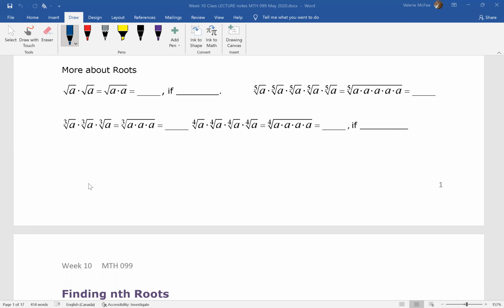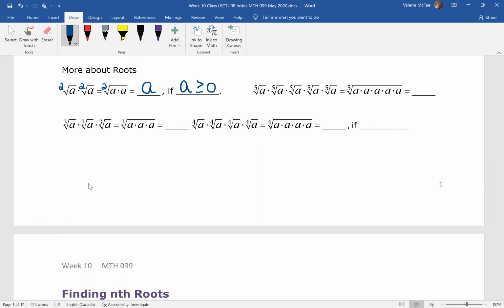We want to continue talking about roots and radicals. Last time we looked at that principle of the square root. Remember that if no index is written, we have an index of 2. So the square root of a times the square root of a equals the square root of a times a. This tells us if the indexes are the same, we can multiply the radicands under the same root sign. And we already know that this equals a if a is greater than or equal to 0.